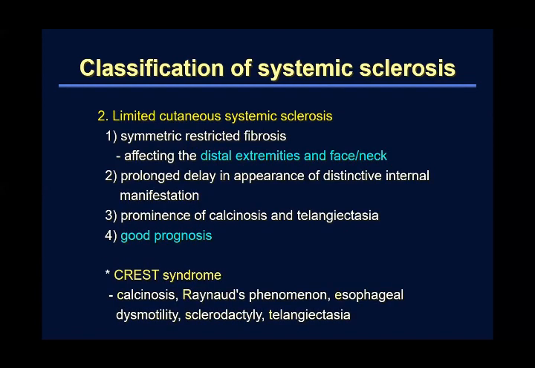While limited disease, as I told you, is a milder disease found in 80% of patients with scleroderma, and they have a good prognosis. They usually present with Raynaud's phenomena and CREST syndrome, that is calcinosis cutis, Raynaud's phenomena, esophageal motility disorder, sclerodactyly, and telangiectasia.